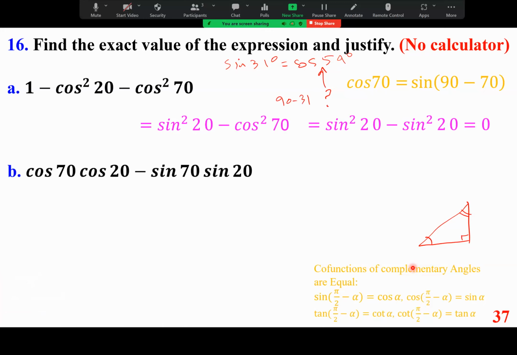All right, so when we look at this one, it's the cosine of alpha plus beta, so 70 plus 20. Right, cosine of alpha plus beta is cosine alpha cosine beta minus sine alpha sine beta. So what we have is cosine of 70 plus 20, which makes it cosine of 90. And cosine of 90, we know it to be 0.